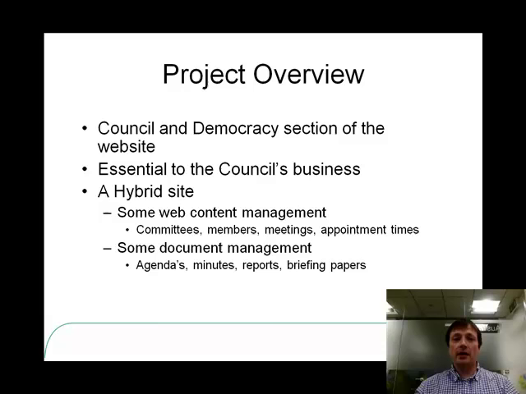What we had before this project was a hybrid site which had some content management there, managing things like committees, members, meetings, appointment times, and some document management again. The agendas, the minutes, the reports, the briefing papers were held in a document management area of the website.